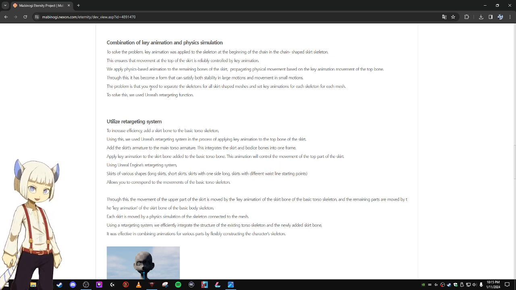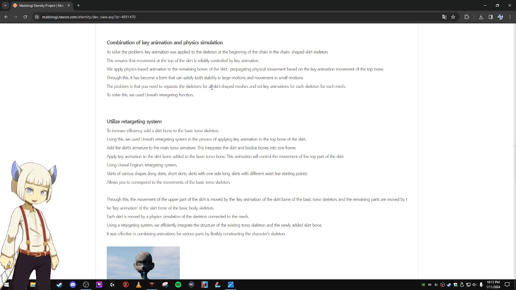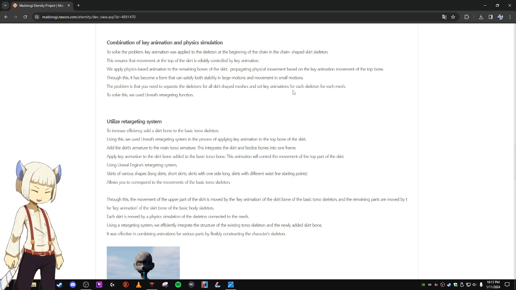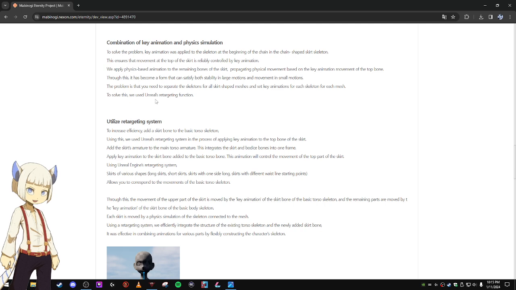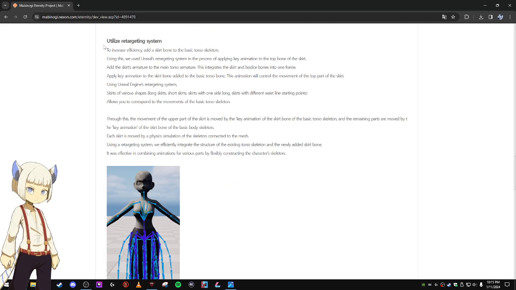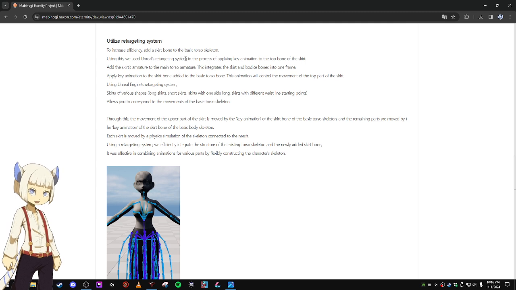The problem is that you need to separate the skeletons for all skirt-shaped meshes and set key animations for each skeleton for each mesh. To solve this, we used Unreal's retargeting function. Utilize retargeting system. To increase efficiency, add a skirt bone to the basic torso skeleton. Using this, we used Unreal's retargeting system in the process of applying key animation to the top bone of the skirt.